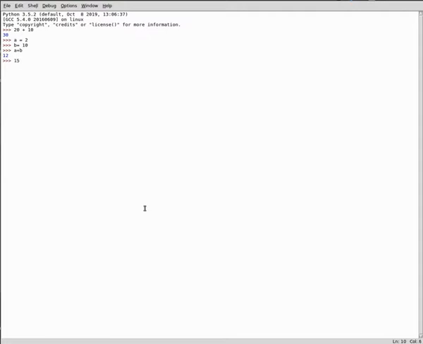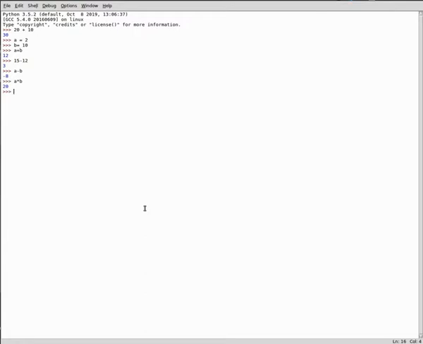I can write 15 minus 12 and I get 3, or I can write a minus b and I get the result, which is minus 8. Then we have multiplication. Multiplication is done by using the star symbol. This is on your keyboard the same key as 8. You can press shift and 8. So if I write a times b, I get 2 times 10, which is 20.